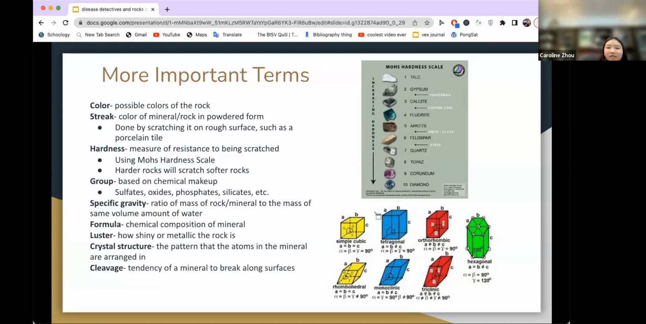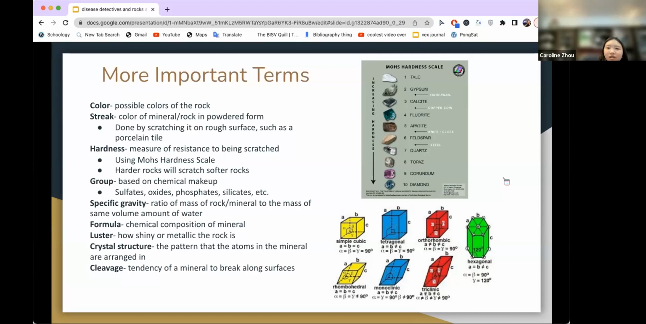So on the right, I have this little chart of these different kinds of crystal structure. So the first type is simple cubic. It's basically just a cube. Rhombohedral is like a cube but slanted. Tetragonal is just like a rectangular prism. Monoclinic is the slanted rectangular prism.